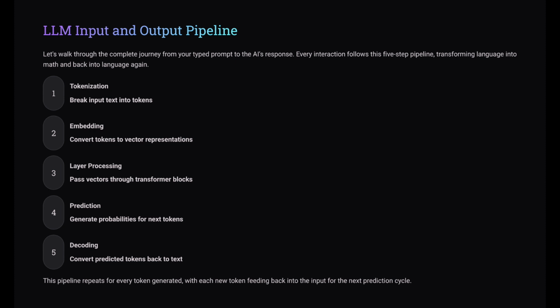Here's the full journey of your prompt. Your text converts into tokens. Tokens convert into vectors. Transformers process them. AI predicts the next token. The model decodes everything back into readable text. This happens for every single word in every single response. It's shockingly fast and incredibly complex behind the scenes.